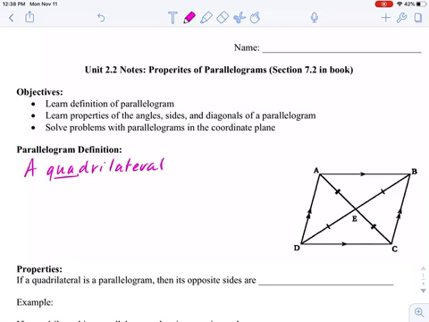Notice the word quad means four, lateral means sided. So a quadrilateral is a four-sided figure. A parallelogram is a quadrilateral with two pairs of parallel sides.